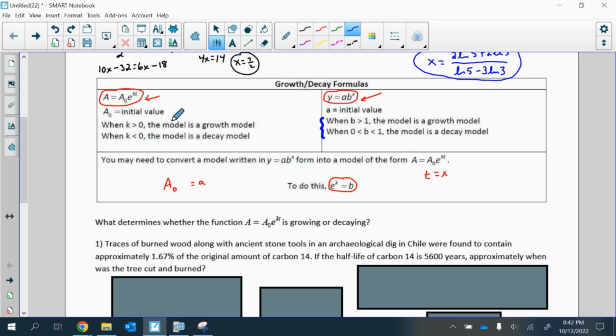Over here, when k is positive, you have a growth model. When k is negative, you have a decay model. And when k is 0, this doesn't make any sense because the whole thing would go away, right? E to the 0 would be 1, and then you just have a equals a constant. So that determines the growth or decay.